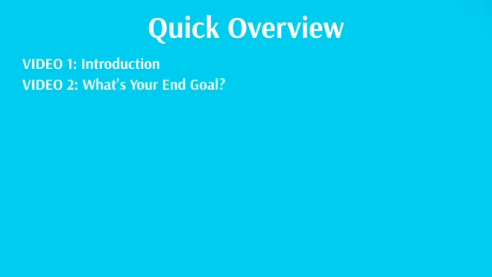So here's a quick overview of what's inside this video course so you know exactly what to expect. That way, when you're able to piece everything together, you're going to be able to implement it at a faster rate. Obviously, this is video number 1. Video number 2, we're going to talk about what's your end goal. The reason this is important is that if you don't have an end goal, you don't know exactly what you're trying to achieve, then you're not going to be able to build the list correctly, right?